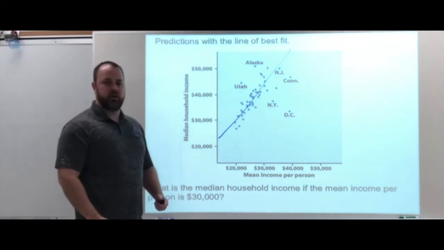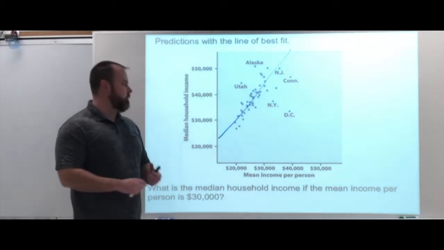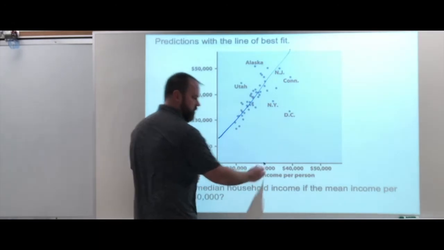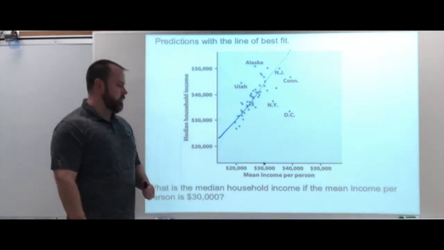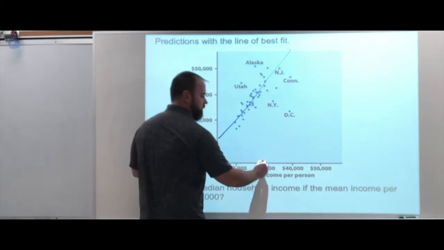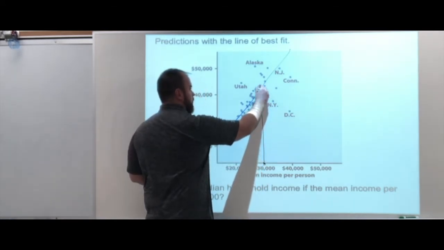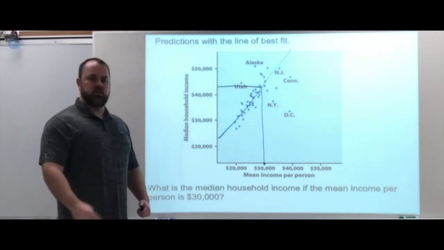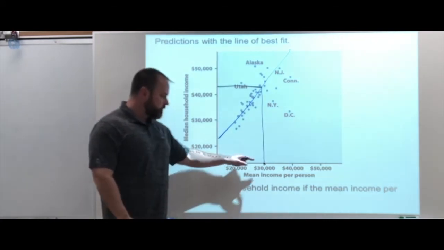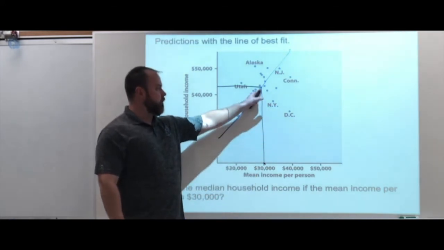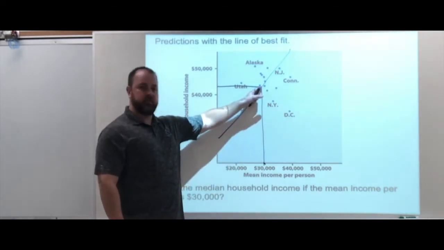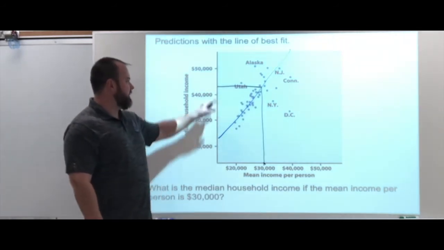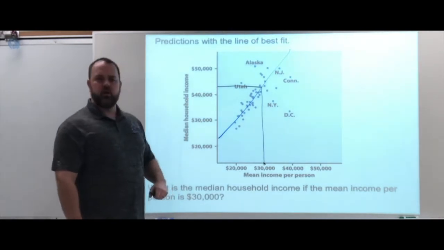There is a little bit of work I want to see here. I know I said it's an eyeball estimate, but I want to see where you're getting your estimate from. So I want to see, okay, there's $30,000 for the mean income per person, and I want to see the line going up and then over. Again, you have rulers, so your lines should be a little nicer. That's showing me I went up from 30 to the line of best fit, and over for the median household income. So we can see that's probably just under $45,000.